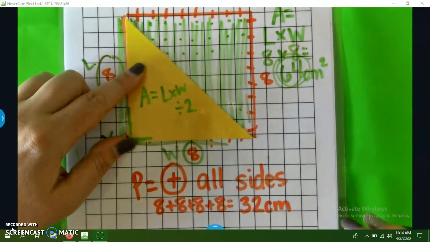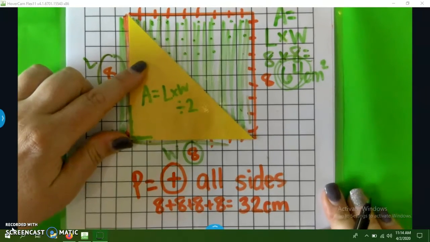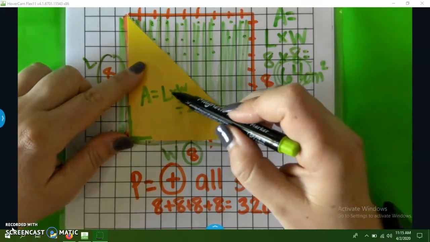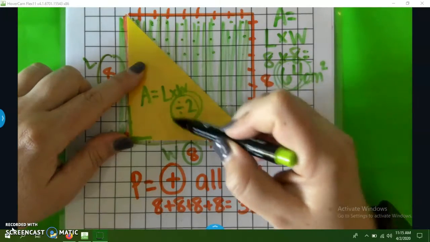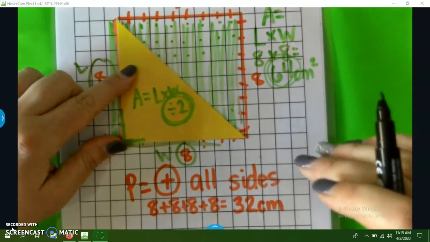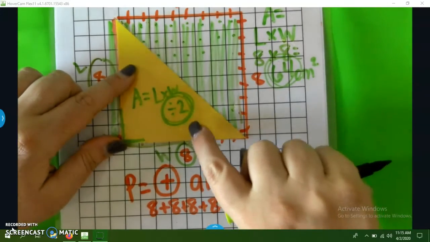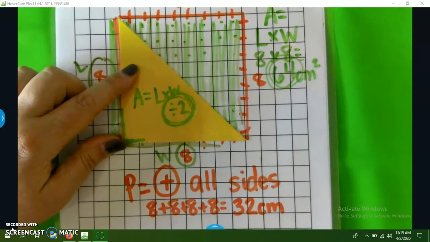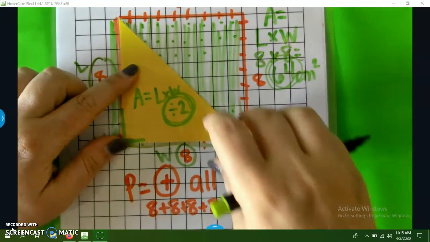So the other thing you're expected to do as a 5th grader and on up in school is to know that the area of a triangle is length times width, but you have to remember to divide by 2. It's what makes a triangle tricky. So if you always remember an area of a triangle is tricky, maybe it'll help to remember, oh, it's tricky because I have to divide by 2. It has that extra step.